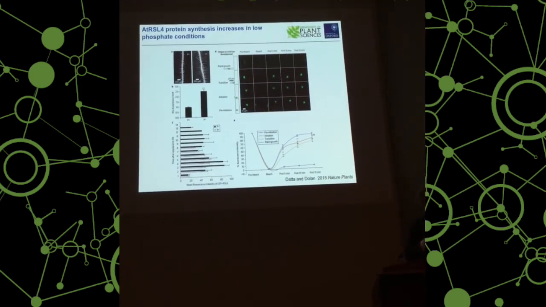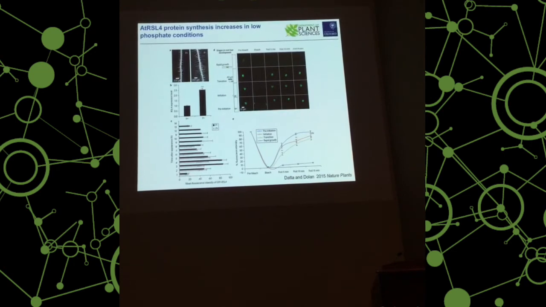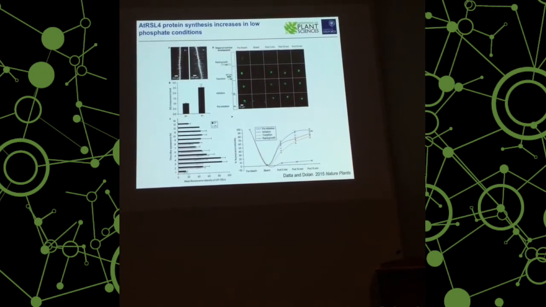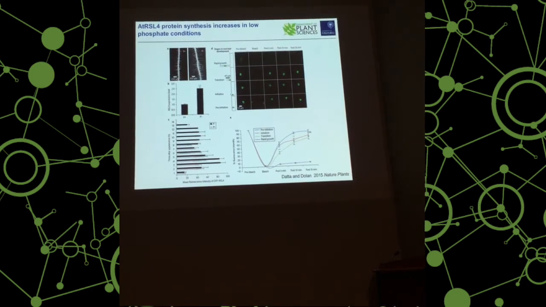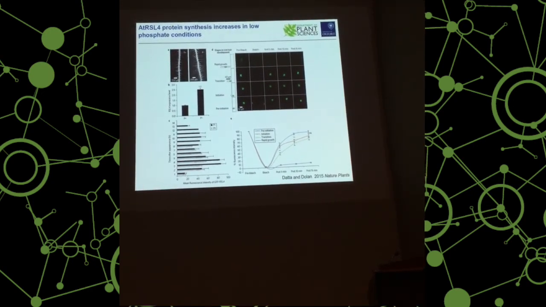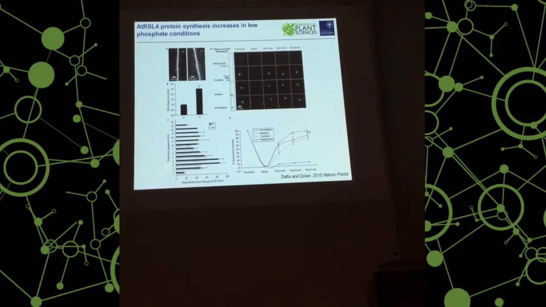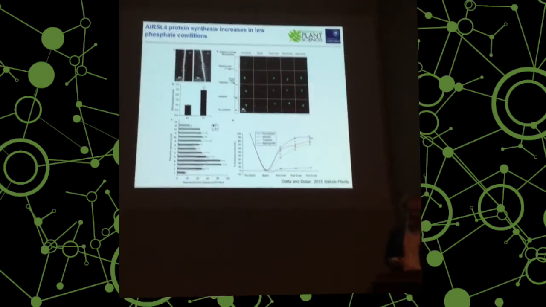So our feeling is that we can account for, at least in part, the increased elongation of root hairs in low phosphate by the production of an increased pulse of RSL4 protein at this very early stage.